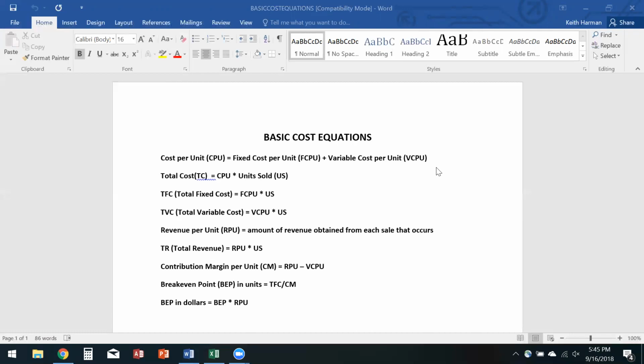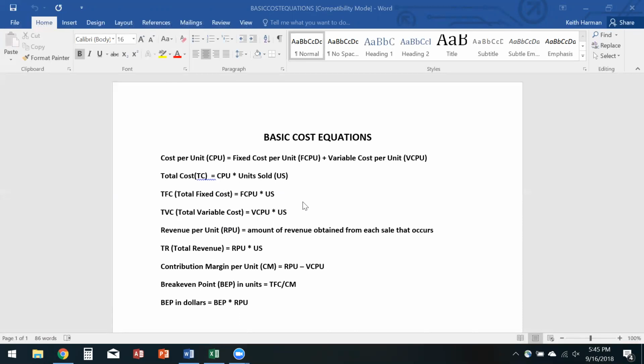Now the total cost equation, and I show you right here, is the cost per unit times the units sold. That's your total cost. And the total fixed cost is the fixed cost per unit times the units sold. The total variable cost is the variable cost per unit times the units sold. And the revenue per unit is the amount of revenue obtained from each sale that occurs. This is on a per unit basis. And then the total revenue is going to be the revenue per unit times the units sold.